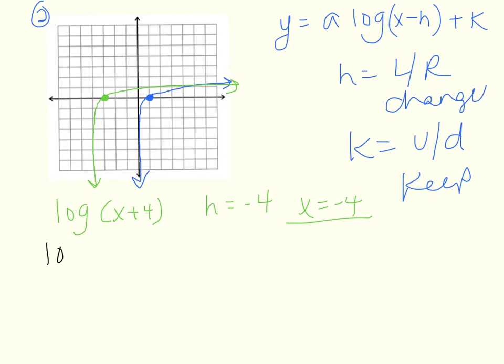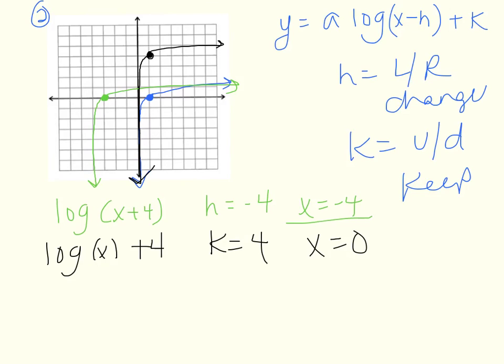Now your second one has log(x) + 4. So the k is what you have. So that means we're moving up 4. 1, 2, 3, 4. Same curve of your graph, curves back 1, and that leaves your vertical asymptote at x equals 0.